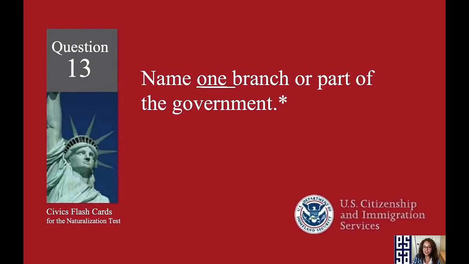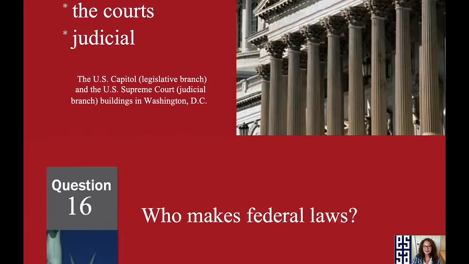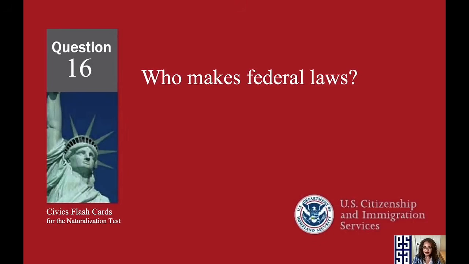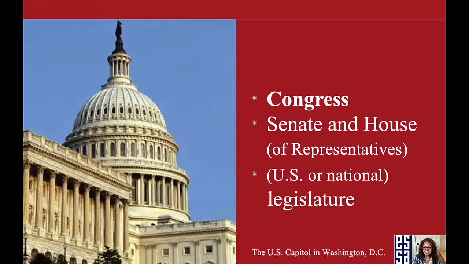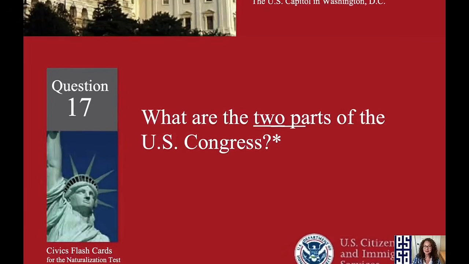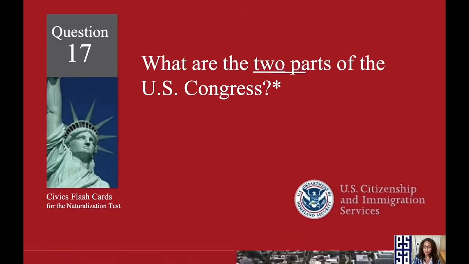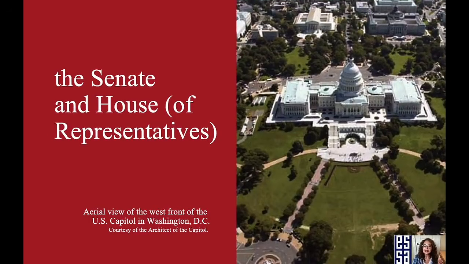Name one branch or part of the government. Congress. Who makes federal laws? Congress. What are the 2 parts of the U.S. Congress? The 2 parts of the U.S. Congress are the Senate and House.